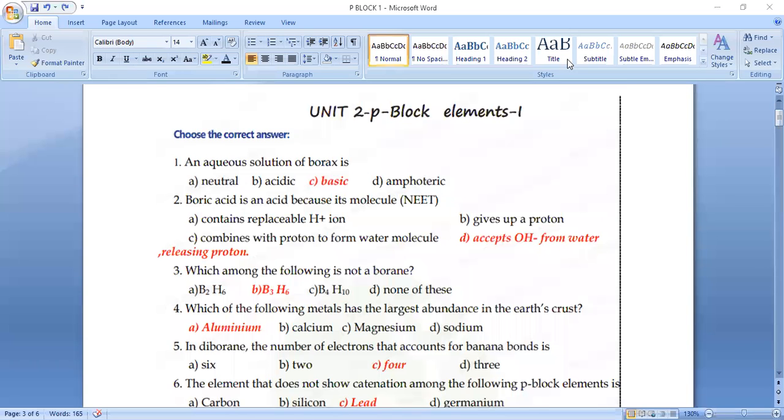Good morning to all. Today we are going to discuss the Unit 2 book back exercises. So first, to choose the correct answer. An aqueous solution of borax is basic. Option C. So boric acid is an acid because its molecule accepts OH minus from water and then releases a proton.